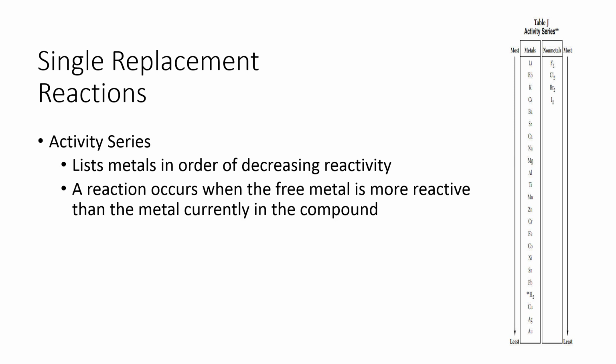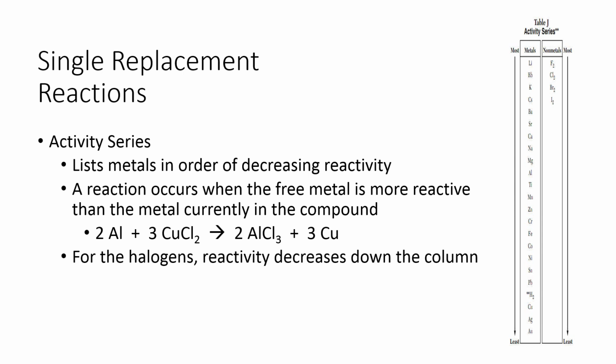A reaction will occur when the free metal, the element by itself, is more reactive than the metal currently in the compound. So it has to be more reactive in order to replace it and boot it out of the compound. So here's an example. If we have aluminum and copper chloride, aluminum is higher on our activity series than copper. So aluminum can replace copper in the compound to produce the aluminum chloride and copper solid.